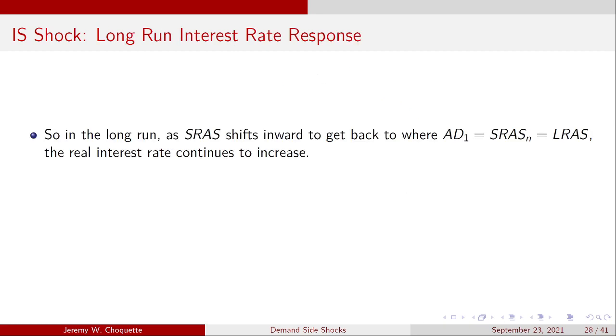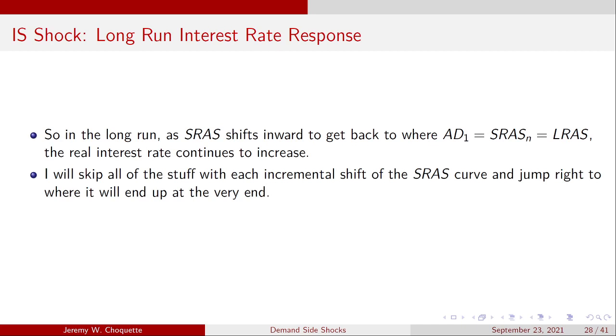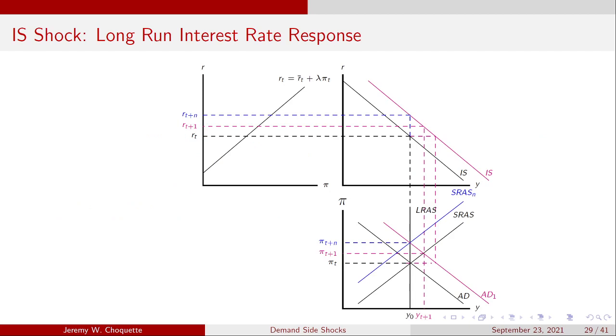Now, in the long run, as short run aggregate supply keeps shifting inward, the real interest rate continues to go up. I'm going to skip all the incremental steps here and just jump to where it was at the very end. So I'm just going to shift short run aggregate supply all the way back in. It's going to go back to that blue curve. This is what we get. As it shifts all the way in until AD1 equals LRAS, that's our new rate of inflation, and our level of output is what it was prior to the shock. Then we trace up to the new IS curve, the second one, and then over, and that's going to be our resulting real interest rate.